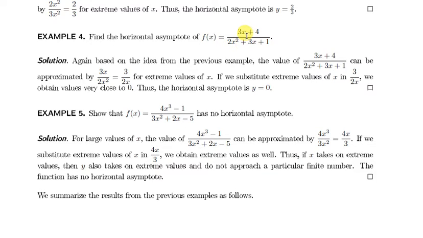Okay, next, we have this function. So the degree of the numerator is less than the degree of the denominator. It means that the horizontal asymptote is equal to 0, y equals 0. Okay, and we have this function. Hanapin natin yung horizontal asymptote. So the degree of the numerator is greater than the degree of the denominator. So it means that there is no horizontal asymptote of this rational function.